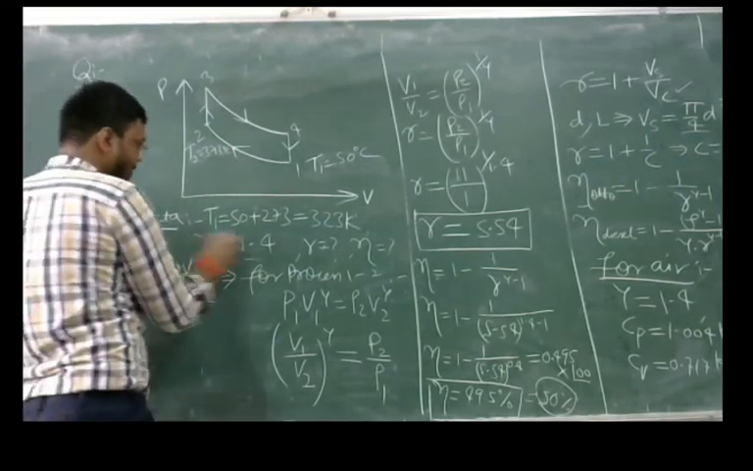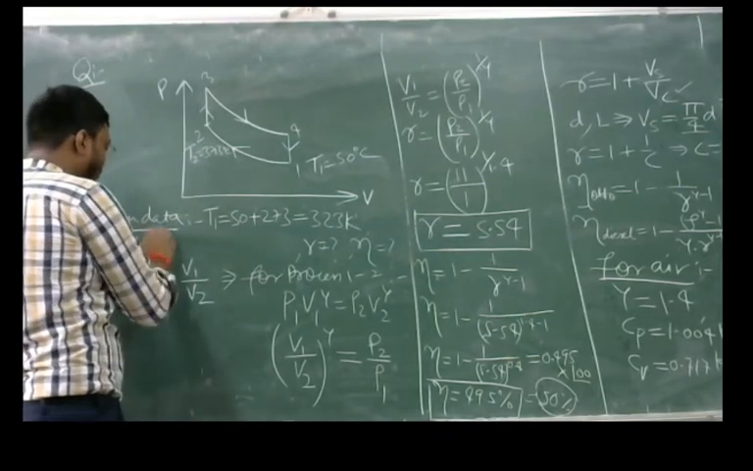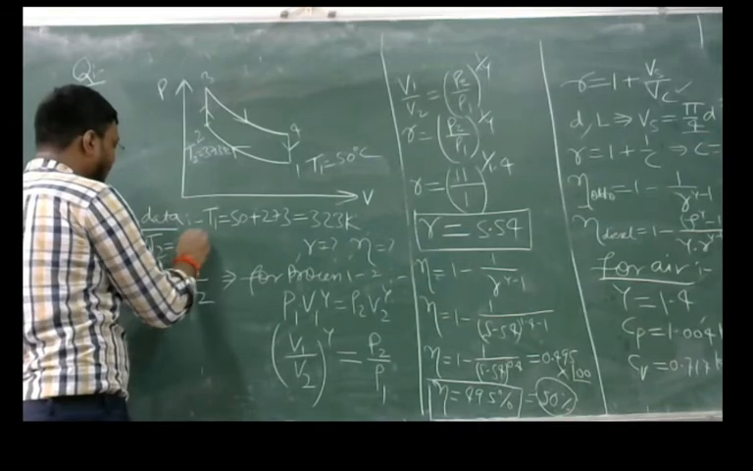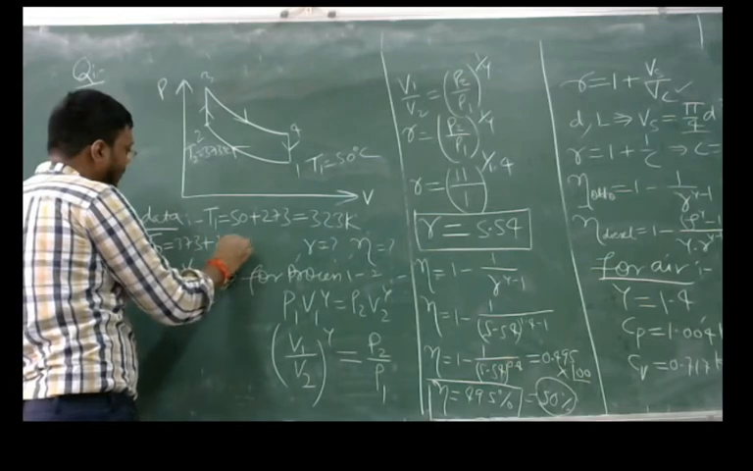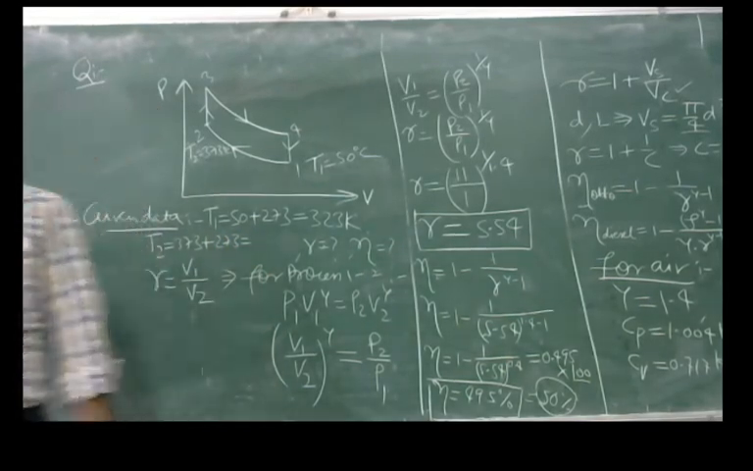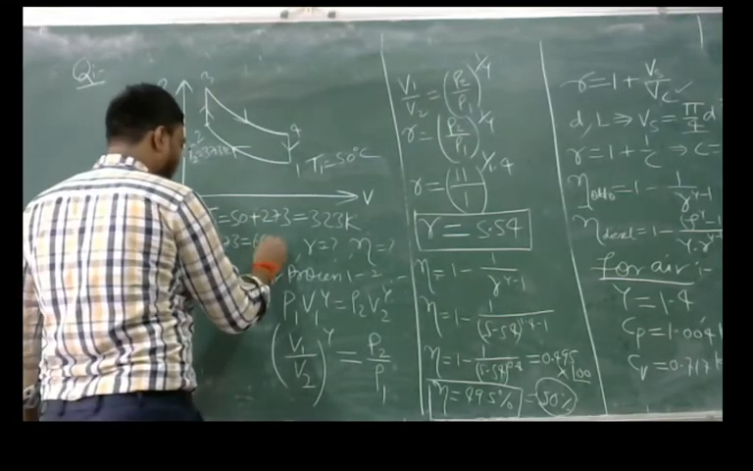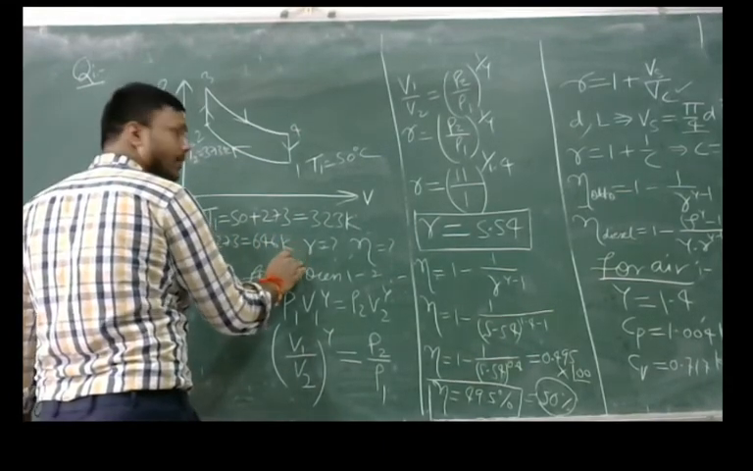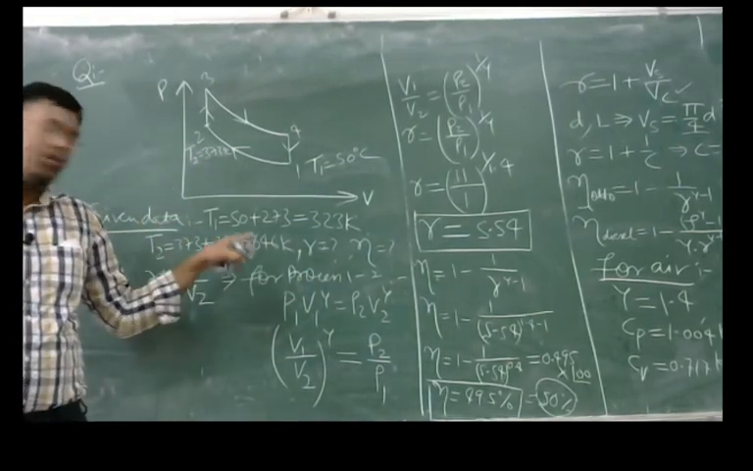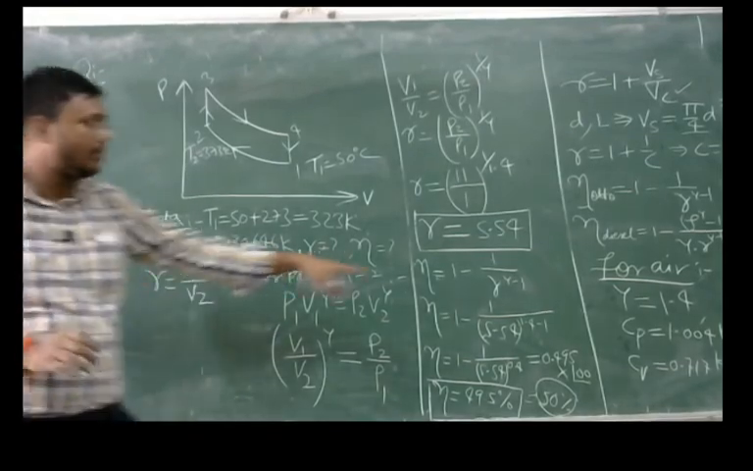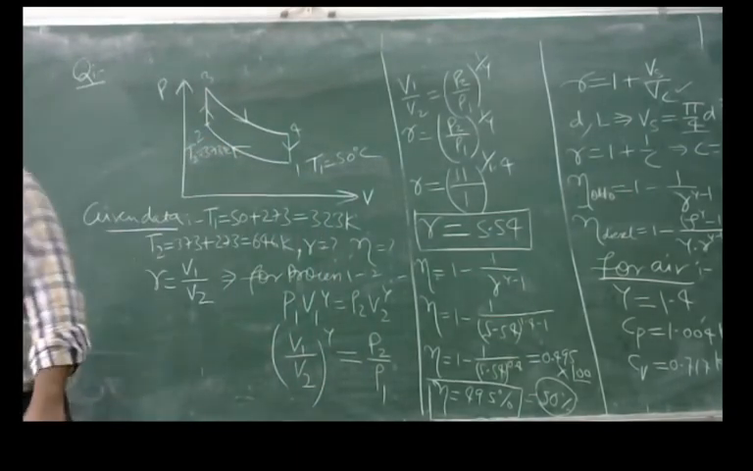Now the second temperature is given. At the end of compression, the temperature is given as T2 equal to 373 degrees Celsius, and to convert to Kelvin add 273. So you will get 646 Kelvin. The value of gamma is not given in this question, so you should know the value of gamma. Gamma is equal to 1.4. This value we know.